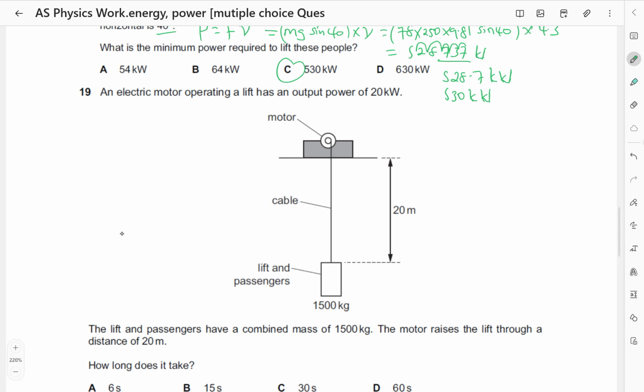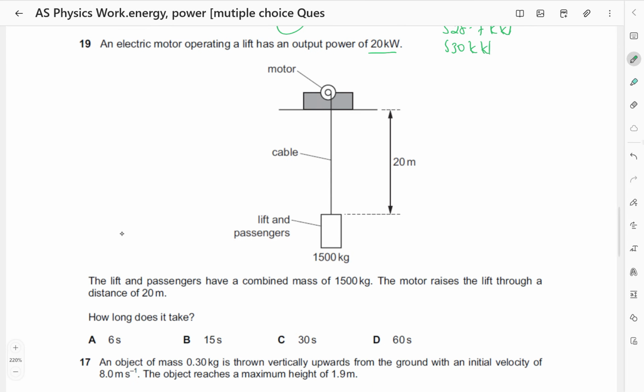An electric motor operating a lift has an output of 20 kilowatts. The lift and passengers have a combined mass of 1,500 kilograms. The motor raises the lift through a distance of 20 meters. How long does it take?